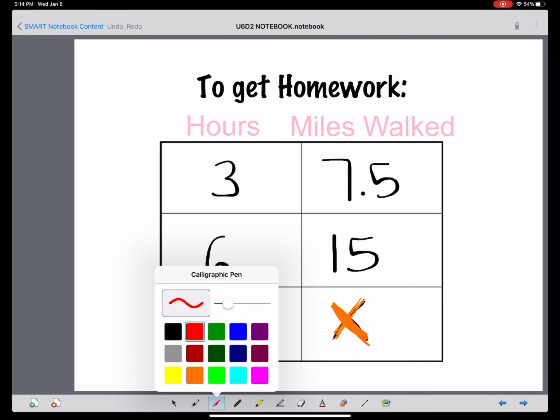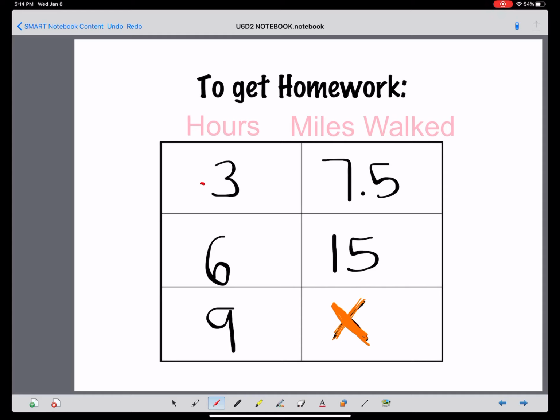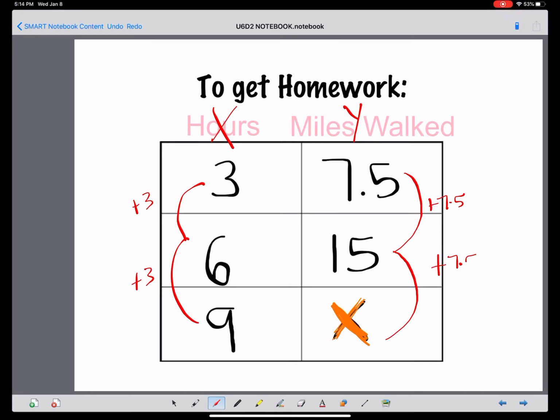You can say, okay, I'm seeing here that to go from 3 to 6, we are adding 3. And to go from 6 to 9, we are adding 3. So the left side, or our x values, are going up by the same number each time. And with our y values, if they go up by the same number each time, we know that this is proportional. So I can figure out what my x value is. To go from 7.5 to 15, you're going to add 7.5. So let's go ahead and do the same thing for the last one. Let's add 7.5 to 15, and you'll get 22.5.